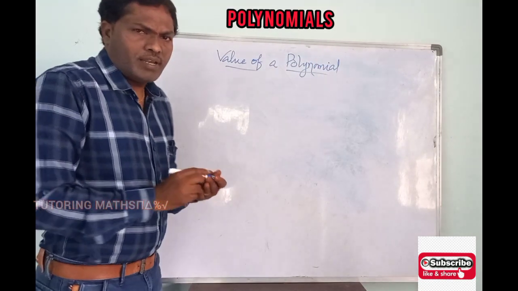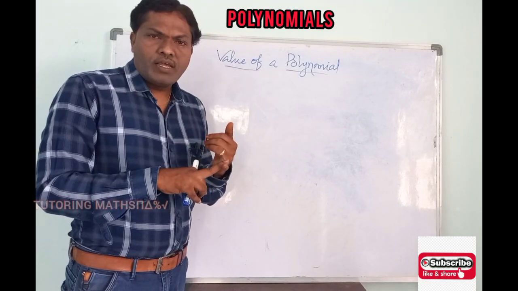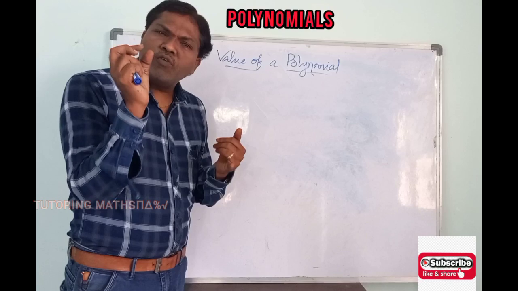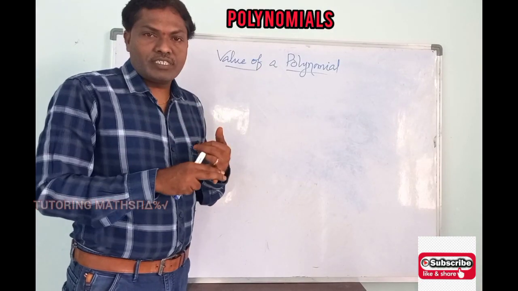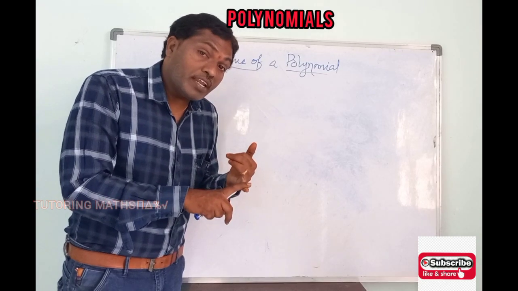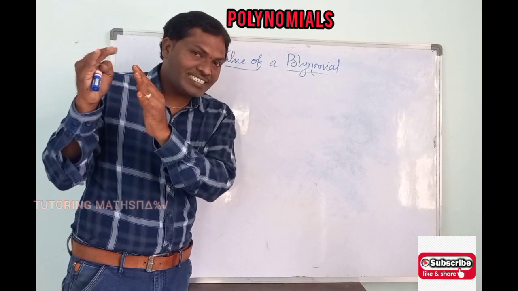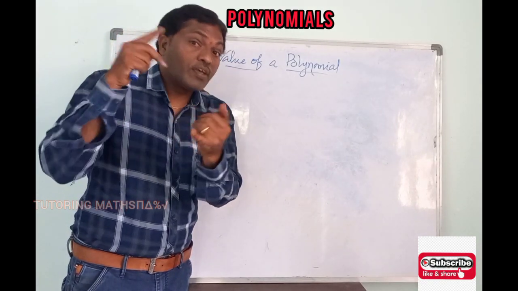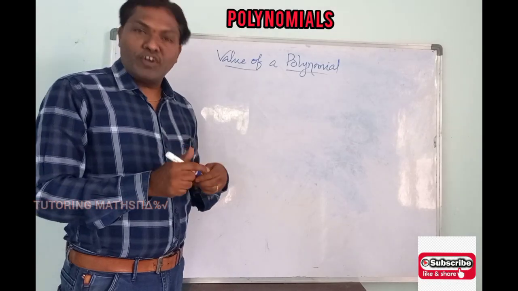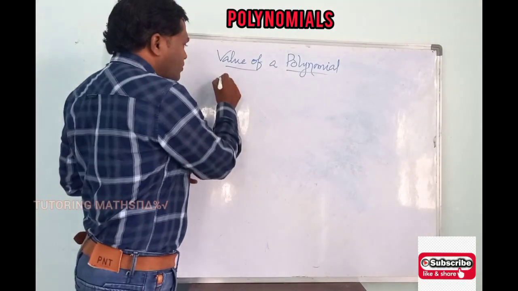Value of a polynomial means we take one polynomial and substitute one value in place of the variable, or literal term. Then you get some result. That result is called the value of that particular polynomial. Let us discuss one example problem.